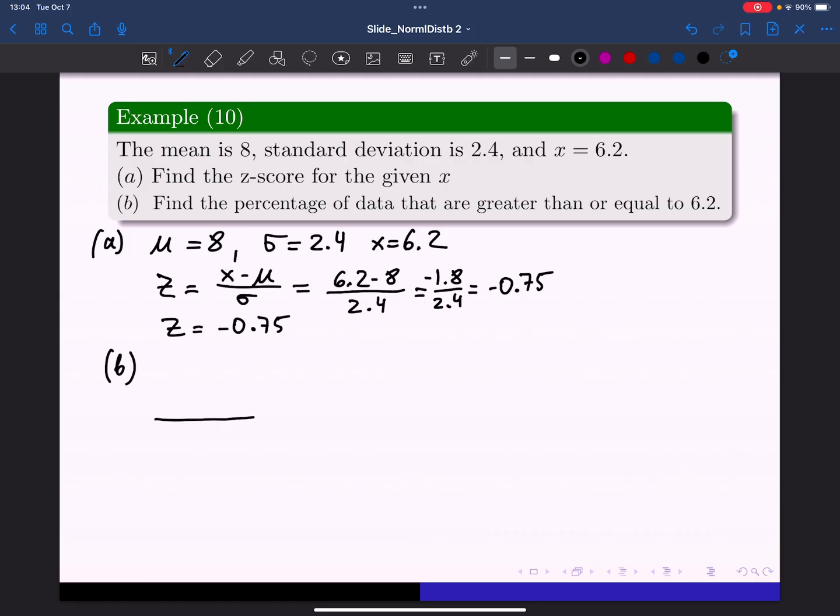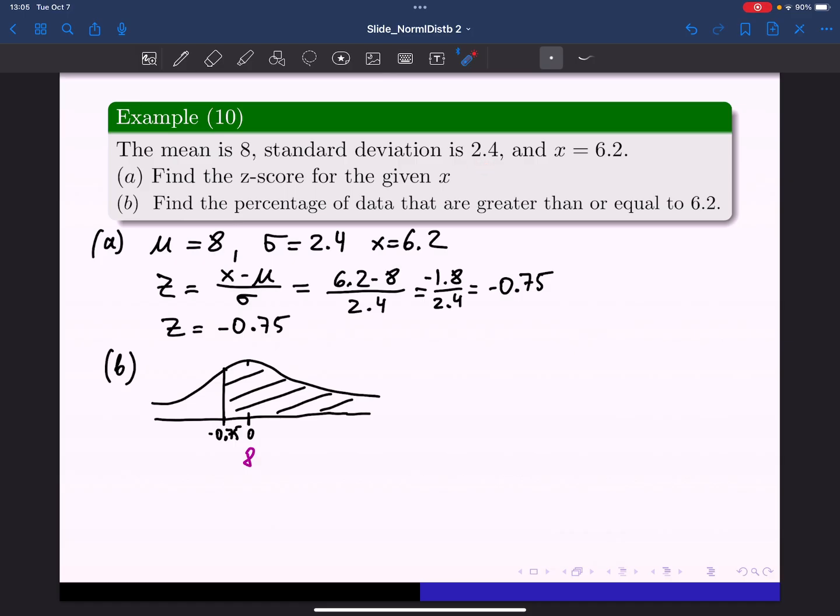So if we mark this on a normal distribution curve, in the middle is 0, and we are to the left, at minus 0.75. And we ask what percentage of data is greater than or equal. So we're looking for what percentage of data is greater than or equal to the given data. As I said before, on the table, we can have it that the mean is 0. So this one is average.